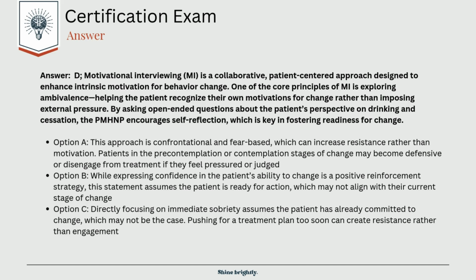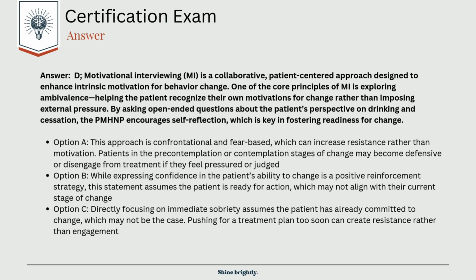Option B: I believe you have the ability to take steps toward recovery. Now, the statement expresses confidence in the patient, which is great, but it assumes they are ready for action rather than addressing their current stage of change. First, we need to explore their ambivalence. Option C: let's talk about a treatment plan and get you sober as soon as possible. Now, this response jumps straight to treatment, assuming the patient has already committed to change. And remember, MI is about guiding, not directing.